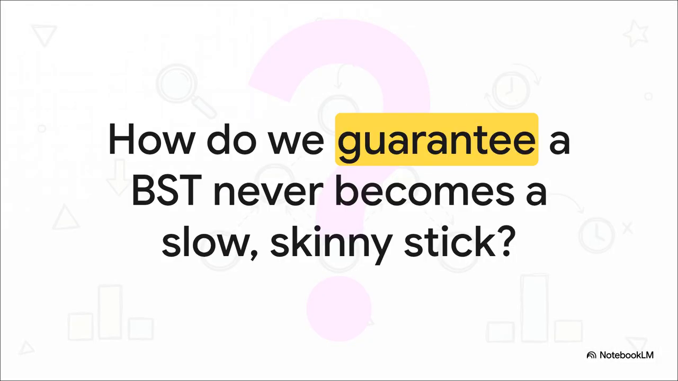Which leaves us with one final, really important question. We love the power of a BST and its ability to handle ordered data, but that worst-case performance is a real risk. So how do we get the guaranteed speed of a balanced tree and the beautiful simplicity of the BST's core rule? How can we make sure our tree never becomes a slow, skinny stick? Well, the answer lies in something called self-balancing trees, and that's a story for another explainer.